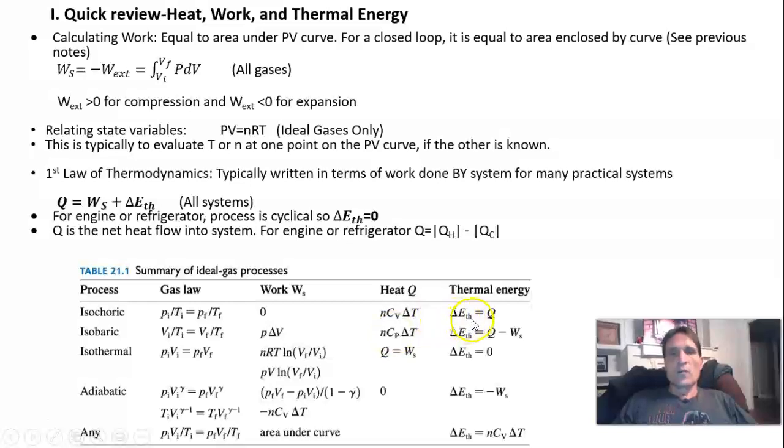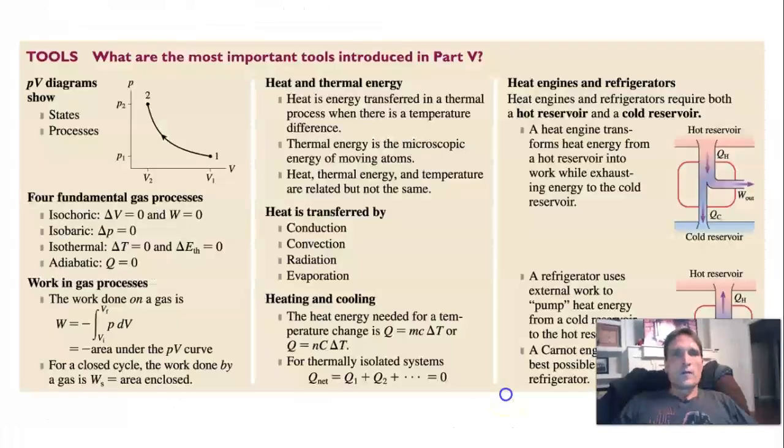And you should be able to write the first law of thermodynamics for each of these 4 processes. So this table is very important for the exam. I also found a nice little summary from the end of the chapter in your text, which summarizes a lot of the important information from the last chapter. So you should go back and look at this stuff. But you have to understand these 4 processes.